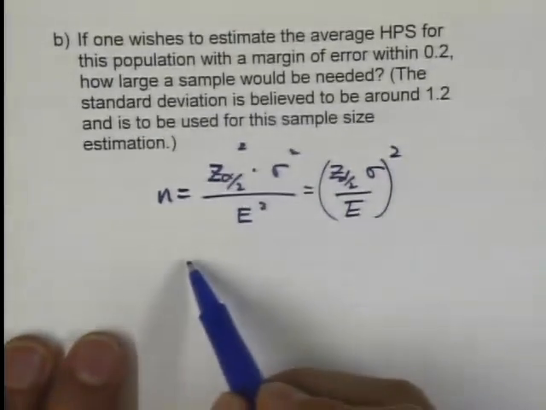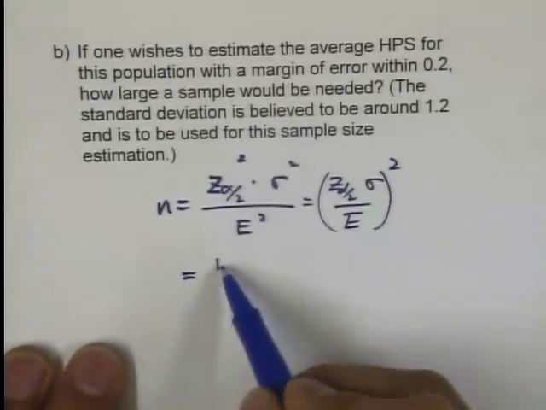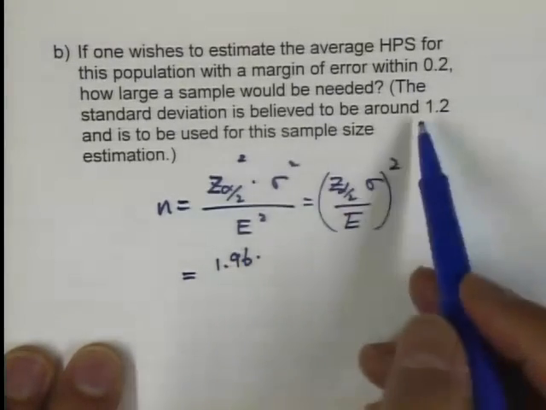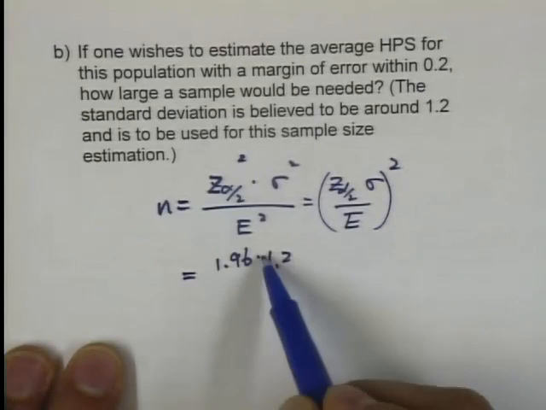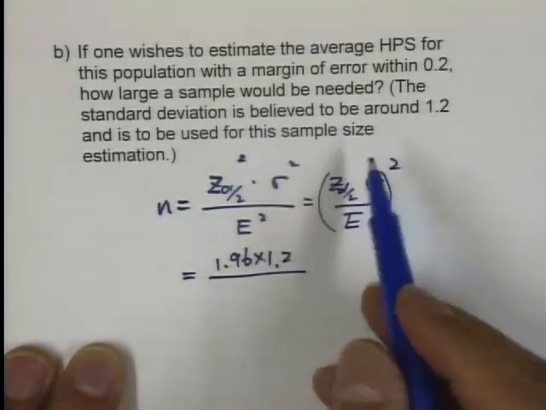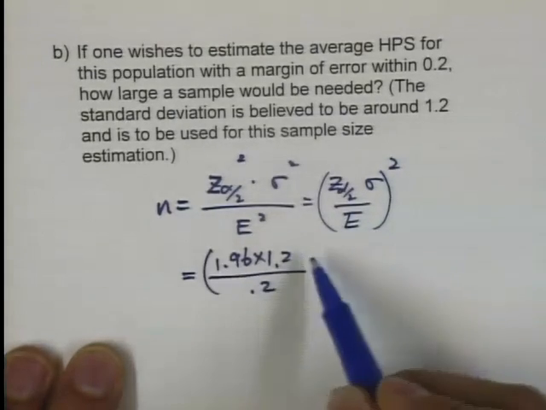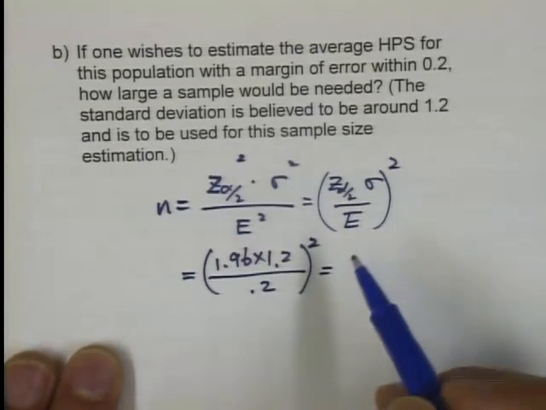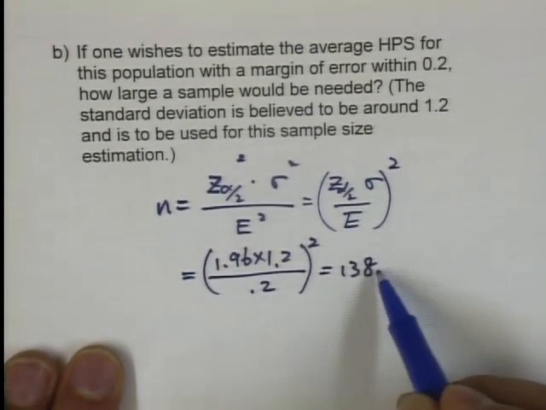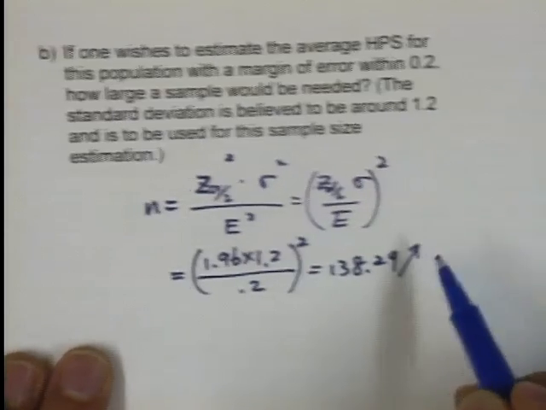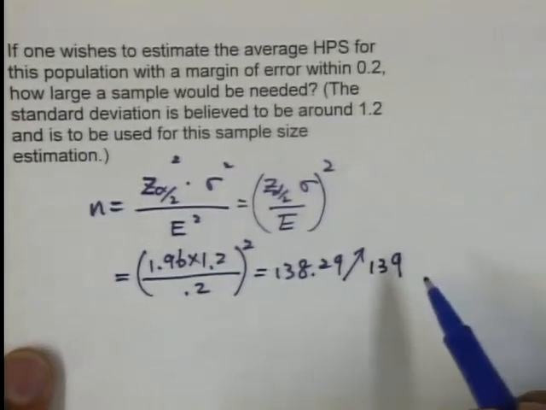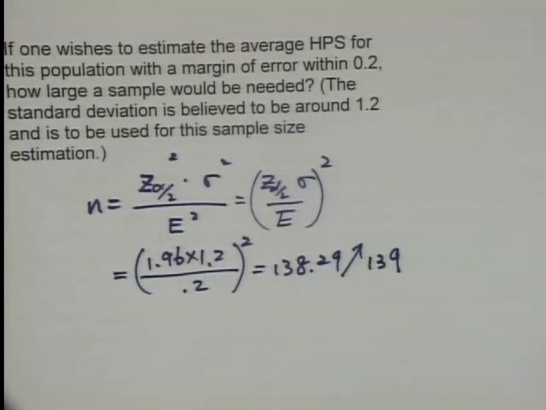So what I do, well, since it's 95%, the z-score is 1.96. And sigma was given, that was around 1.2, okay? And margin of error, we need it to be 0.2. So you have all these and square it. You get 138.29. Of course, you want to round to 139. That's it, okay? You get the sample size that is needed for taking care of this problem. Okay? Questions? Any question? Okay.